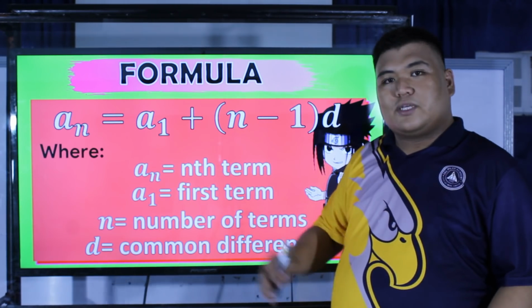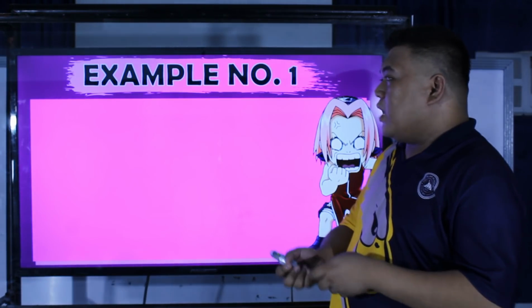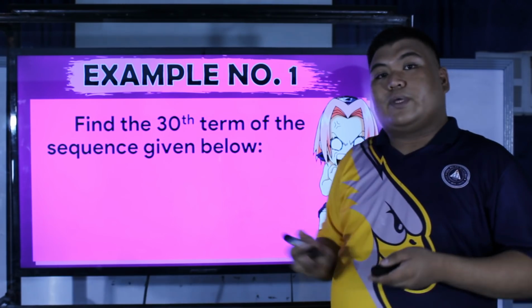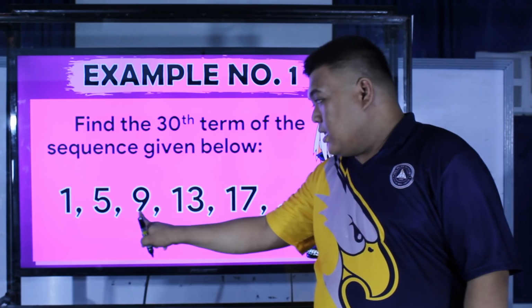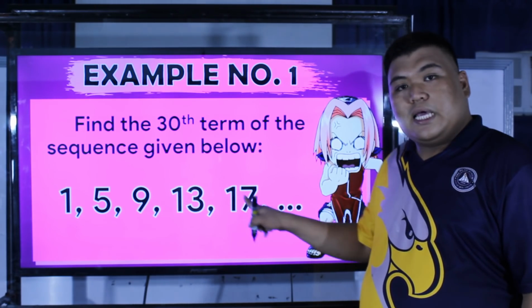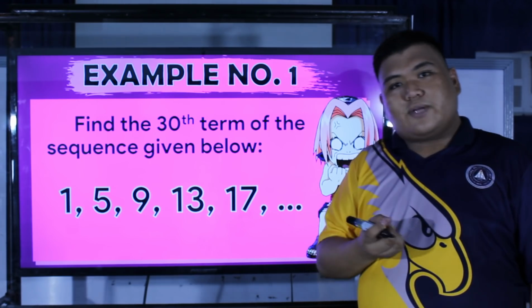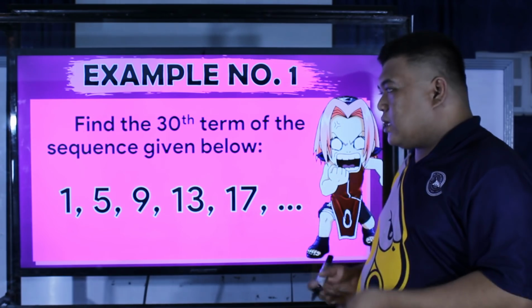Now, let's have examples on how we will use this formula. For example number 1, we need to find the 30th term of the sequence given below. We have 1, 5, 9, 13, 17, and so on. In this sequence, what we are looking for is the 30th term of the sequence.